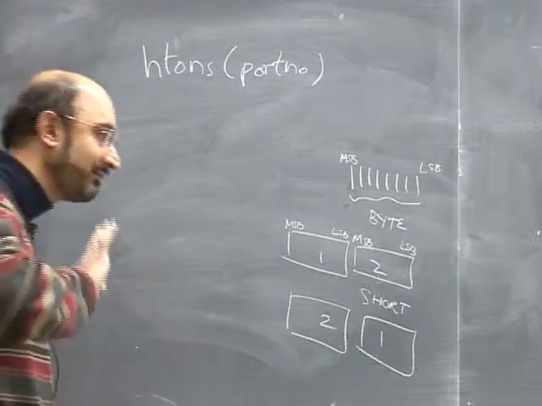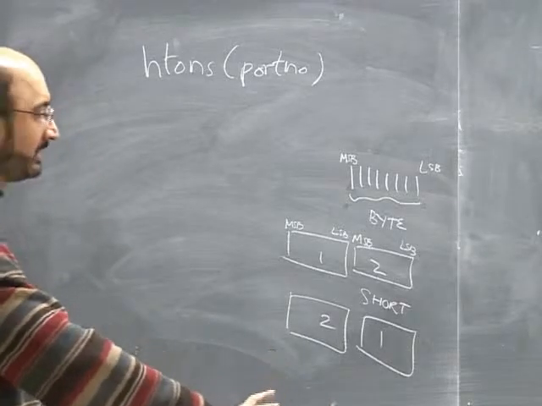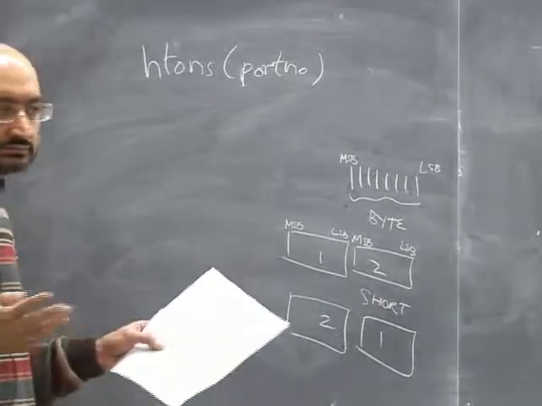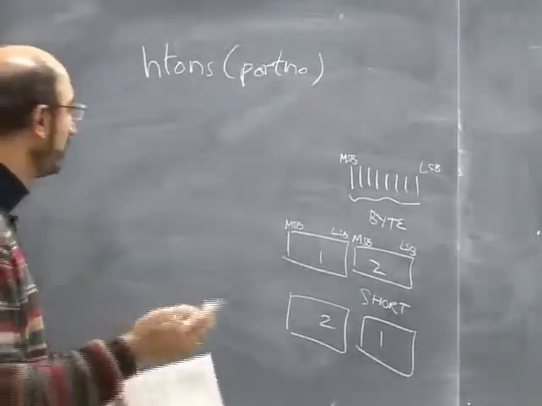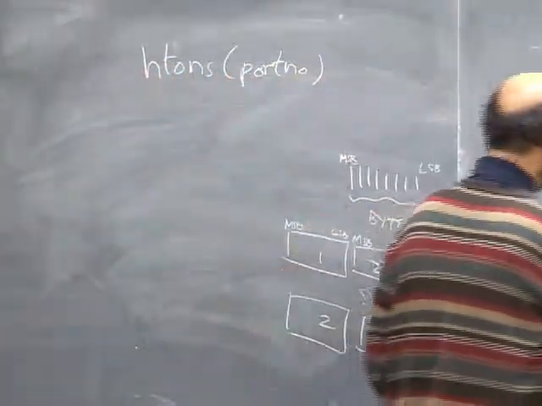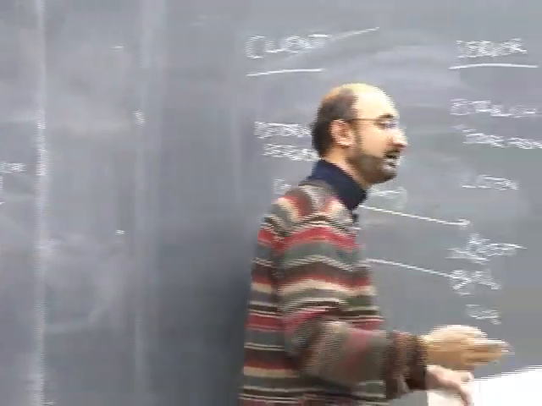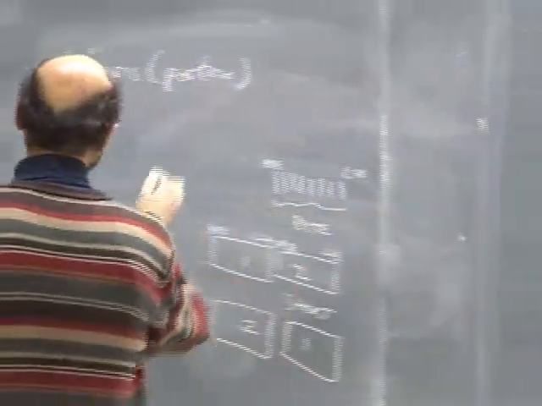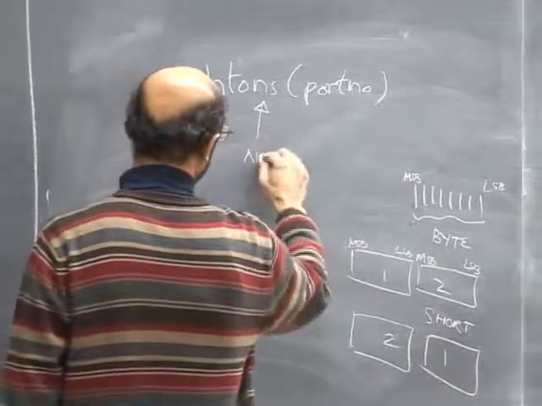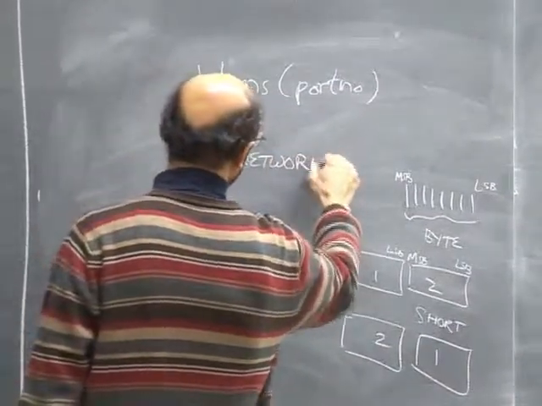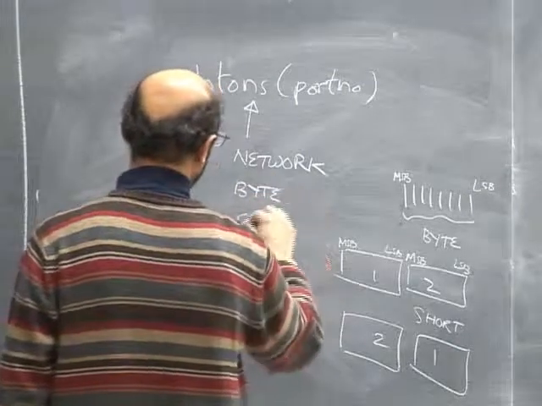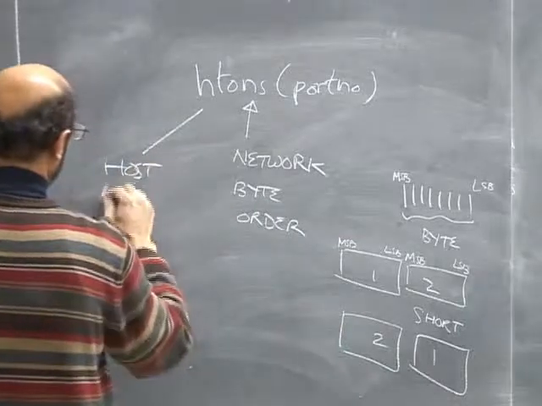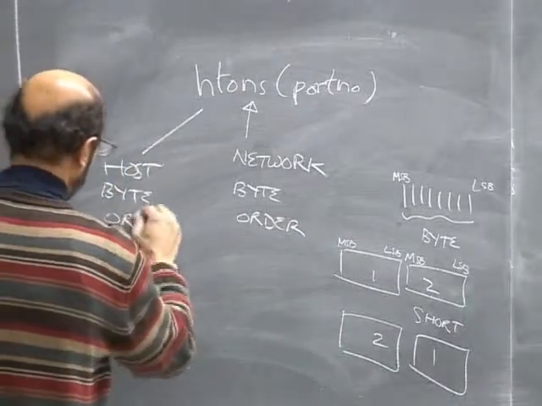We want to make sure that when we send a short into the system, the other side gets the same short, not something swapped around. If I say port number 2400, I don't want the network to interpret it as some other port number because the bytes got swapped around. So what we have is what's called network order, the network byte order, and this is called the host byte order.